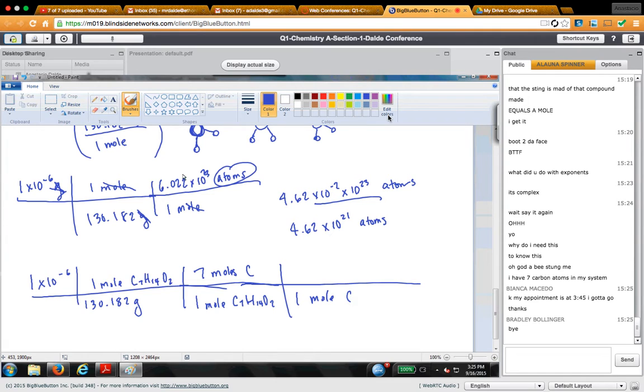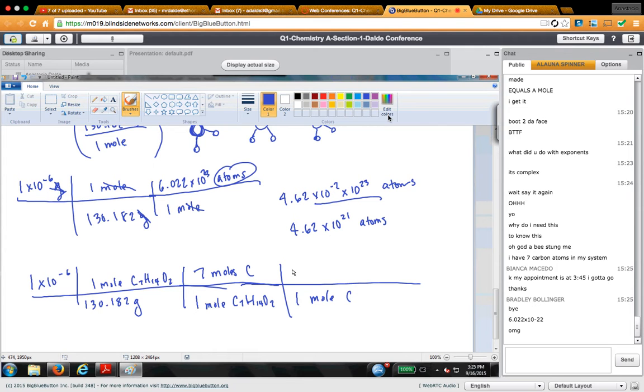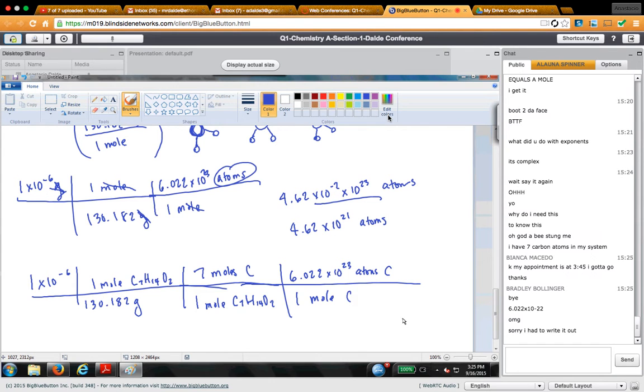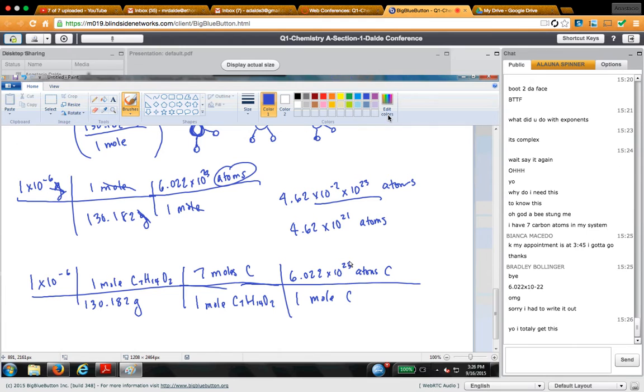Isn't it 12.011? Or am I doing it wrong again? No, it's right. There we go. Awesome, Bradley. I'm glad you said that. 6.022 times 10 to the 23rd atoms of carbon. Because 1 mole of anything is 6.022 times 10 to the 23rd of that thing. If you want to convert moles to how much it represents, it would be 6.022 times 10 to the 23rd of that stuff.